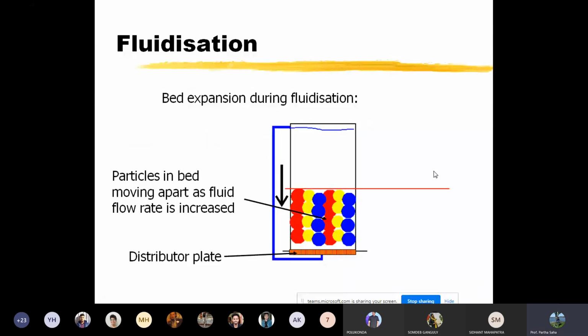This is a fluidization phenomenon. So we have different sizes of particles. The particles in the bed move apart as fluid flow rate is increased. So actually what happens, there is a packed bed and there is a fluidized bed, right? Initially when the bed is a packed bed, the fluid will percolate through the channels, but the moment the resistance between the fluid and the particles becomes equal, the particle will remain suspended and will start moving at the same velocity with the fluid. That is known as fluidized bed.